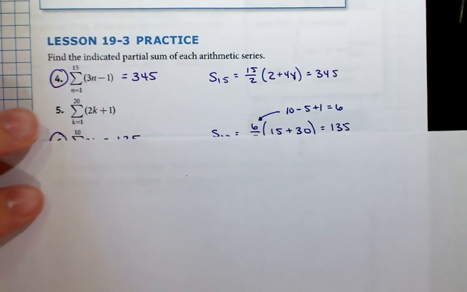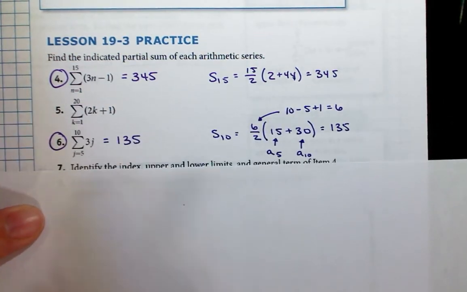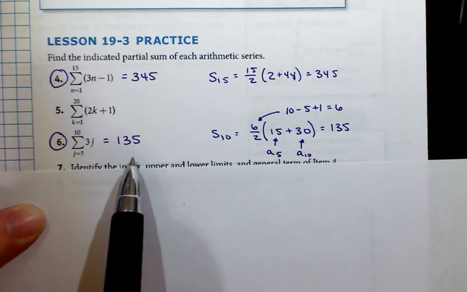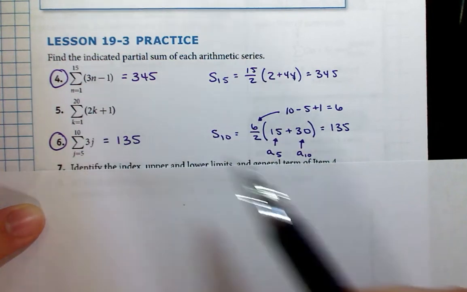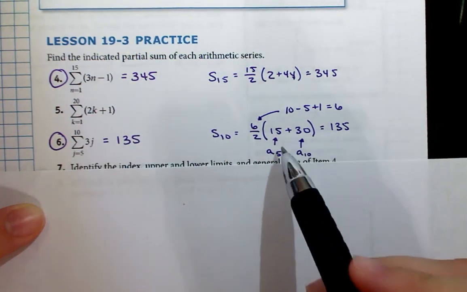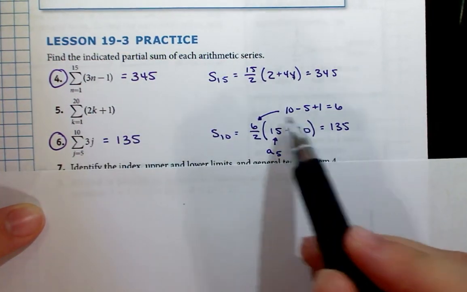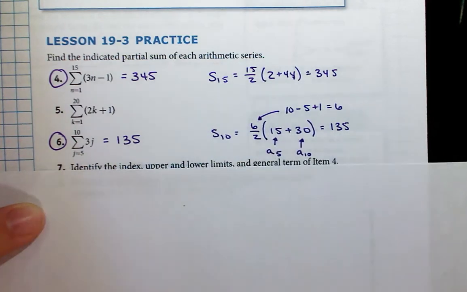Now, on number 5, a little more work here, but we should have gotten 135. So notice that we're looking at 6 terms from 5 to 10. We have to find the 5th term and this 10th term, add them together, multiply by 3, and that gives us 135. Okay, so hopefully you have those correct. If not, make a little note so you can ask me questions about it.